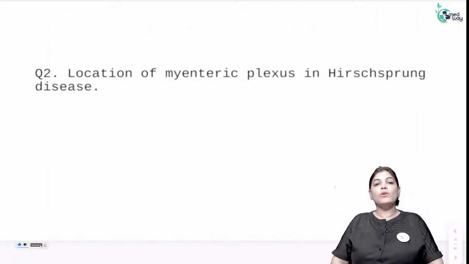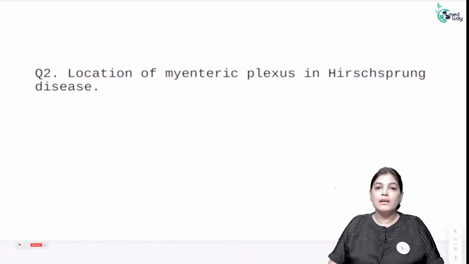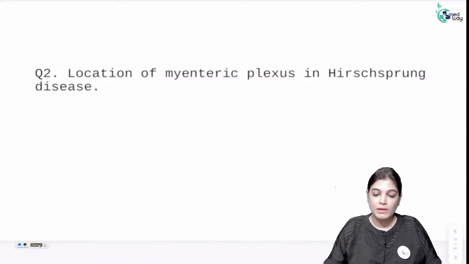Now, one more MCQ was asked about the location of Meissner's plexus in the case of Hirschsprung disease. Actually, Meissner's and Auerbach's plexus are the two plexuses in the layers of the GI tract, so I would like to talk about both of them. The correct answer will be between the muscle layers.